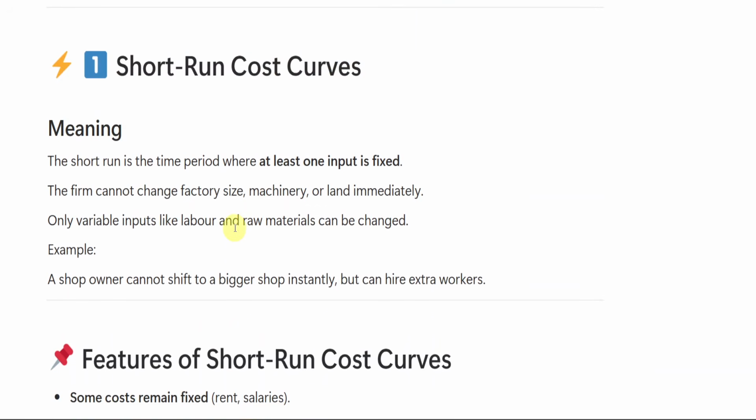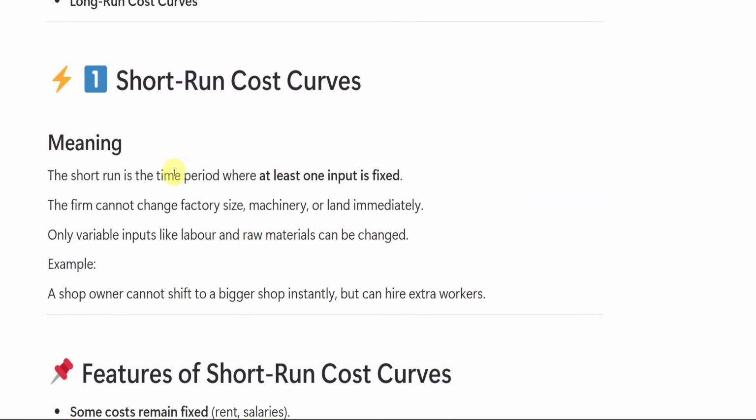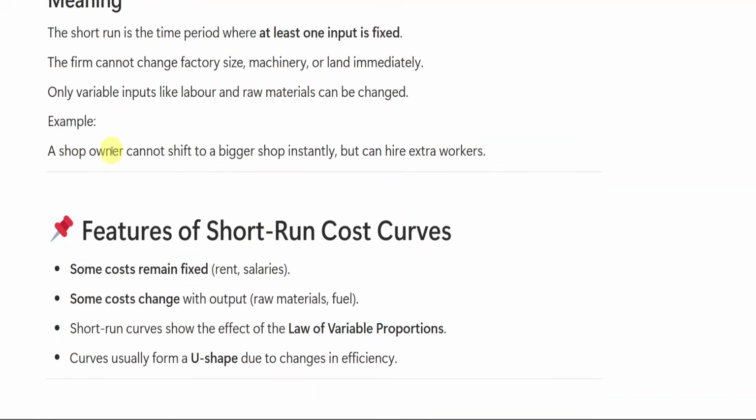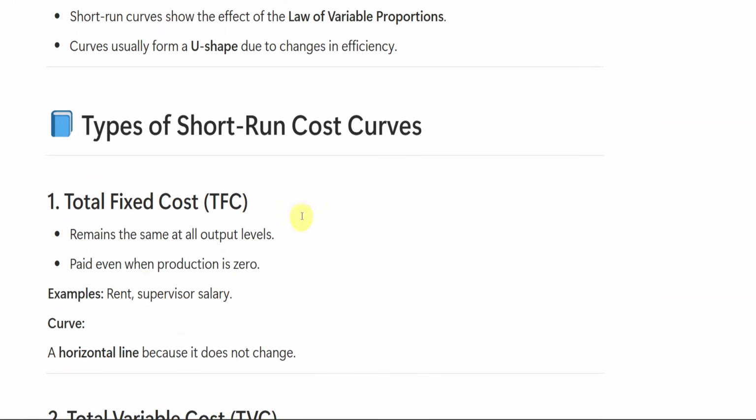So in the short run, you can just have a look. Short run is the time period where at least one input is fixed. The firm cannot change factory size or machinery, as we have already seen. For example, a shop owner cannot shift to a bigger shop instantly but can hire extra workers. So here we see it in the short run.